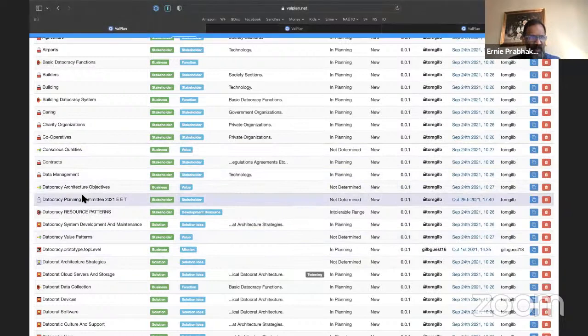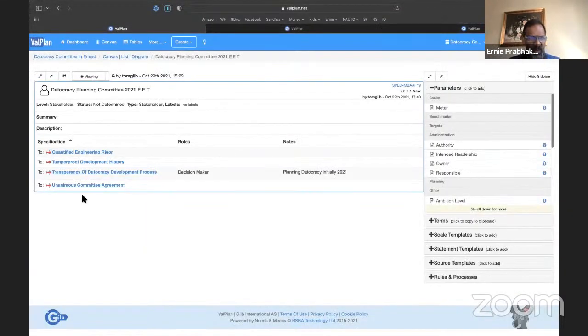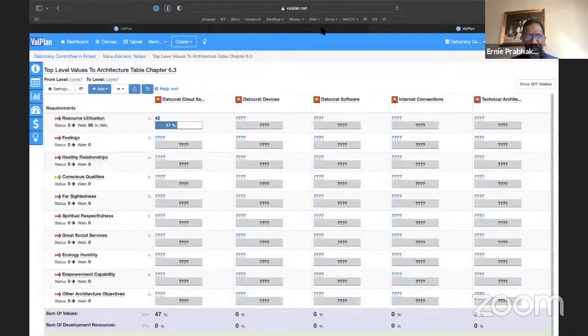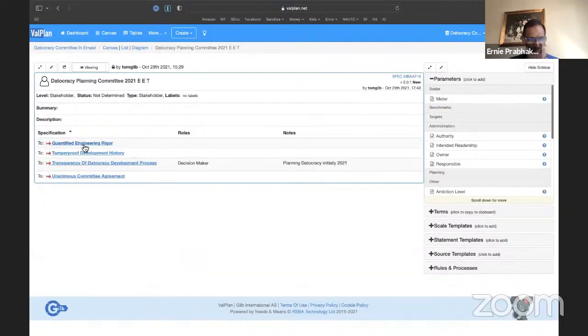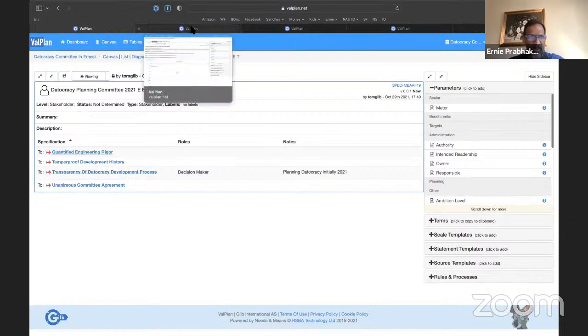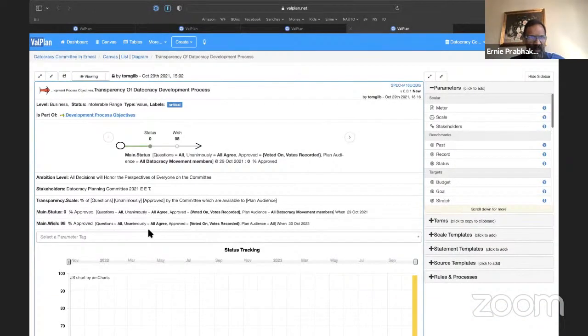This is the planning committee here that we have to go for. Okay, here we go. This actually looks intriguing because this feels like it is about us explicitly. This is the EET, and this has 4 specifications. These feel like the things that he was talking about and worked on, trying to create a more rigorous version of the 4 values that I proposed, with clear labels. So let's start with this one here, transparency of Datocracy development process.